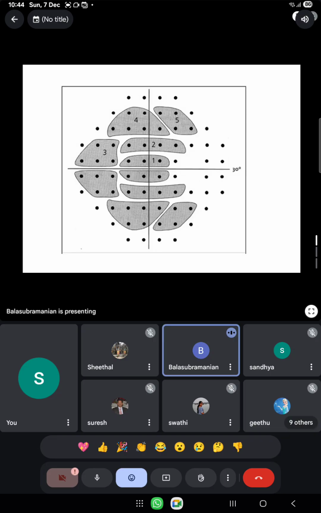That is why we are comparing the superior and the inferior points, and in particular they are called mirror image points. Mirror image points. The point 1 on the superior, the similar point on the bottom, 4 top, 4 bottom. So they are called mirror image points, separated by a horizontal raphe.